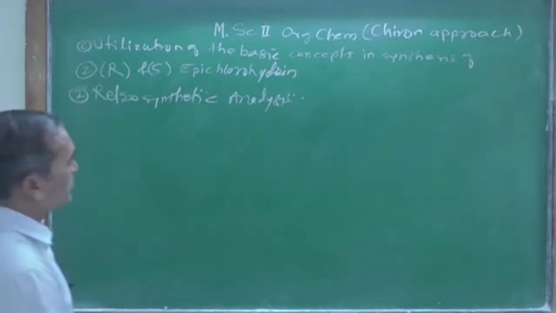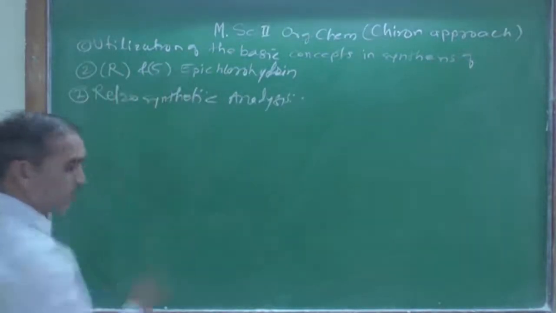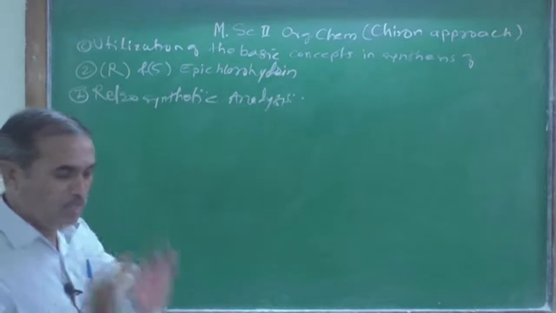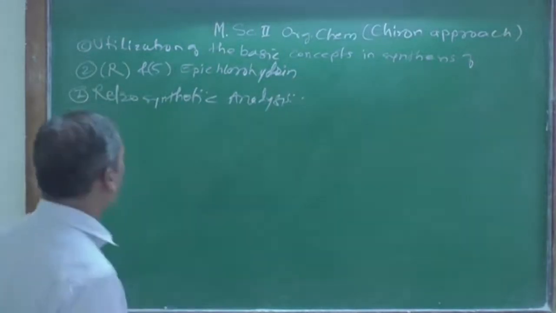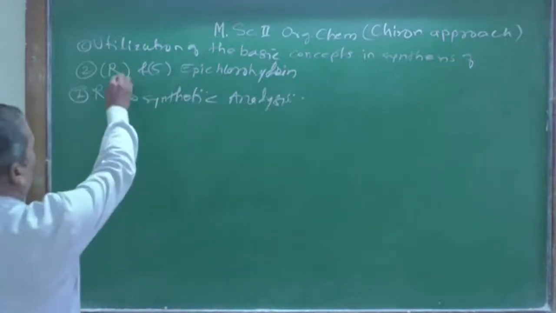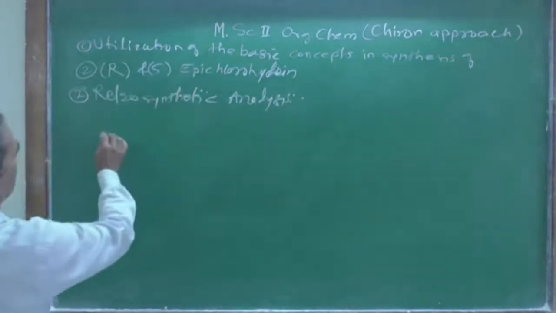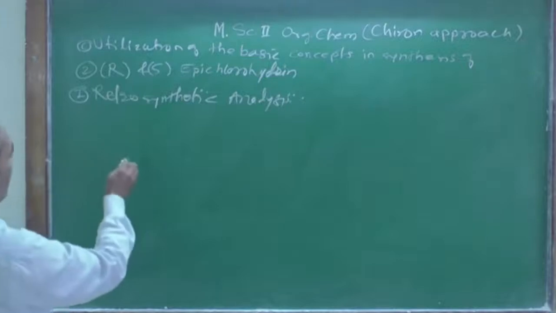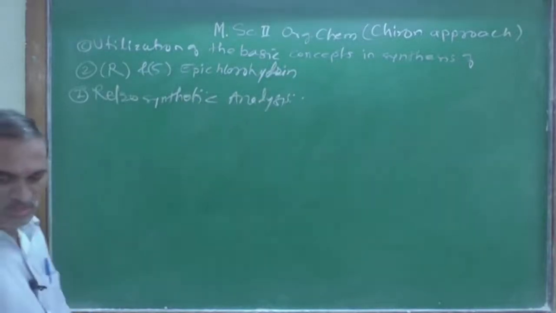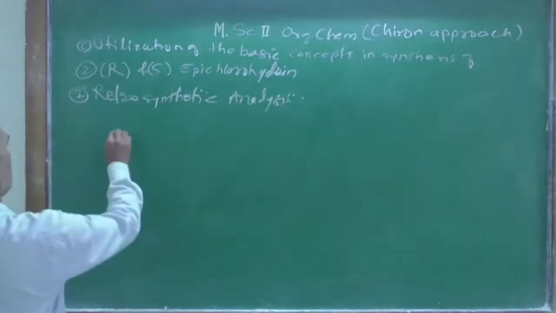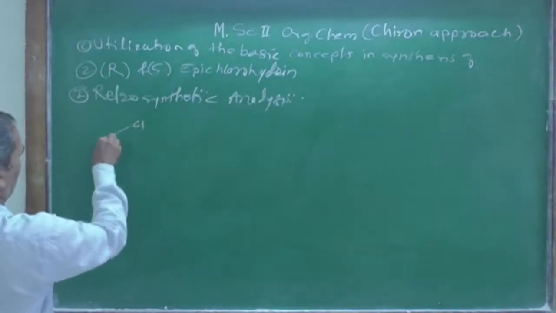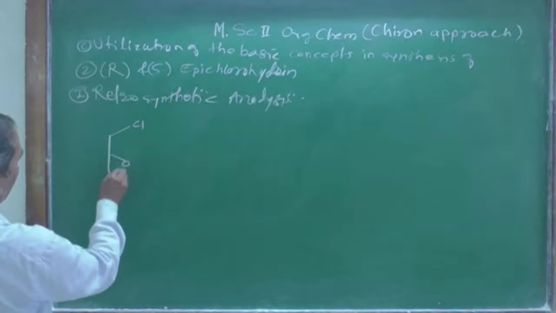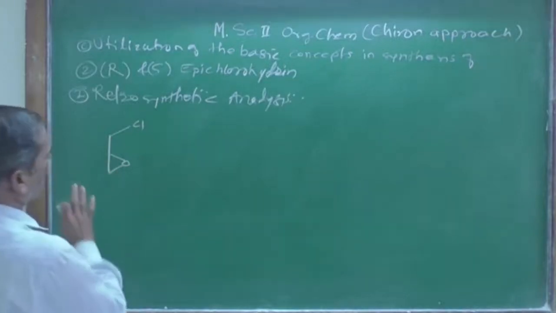Now in the retrosynthetic analysis, this is the target molecule given here, and as we know, the target molecule is the one whose synthesis is being planned. The target molecule here is epichlorohydrin. Now let us see the structure of epichlorohydrin. This one is a chlorine atom, and then there will be an epoxide.